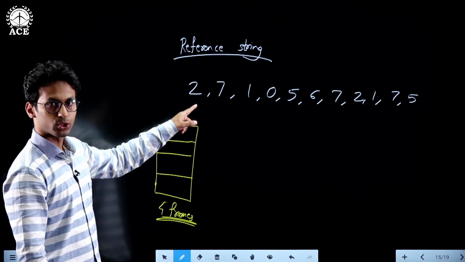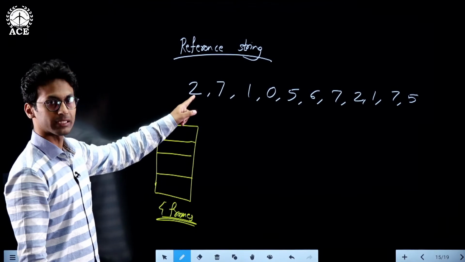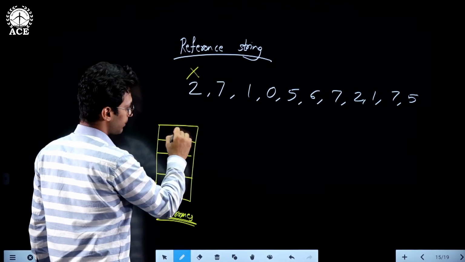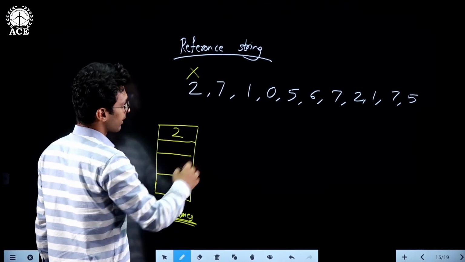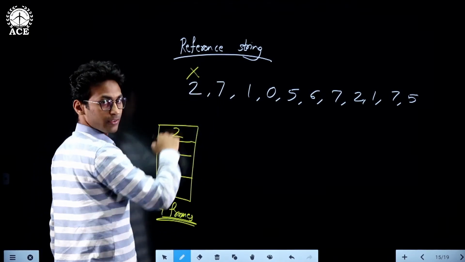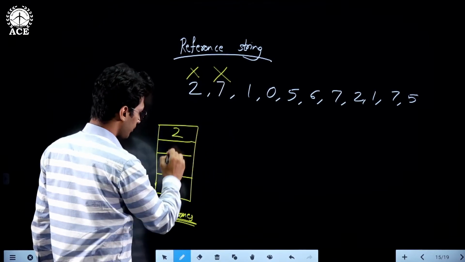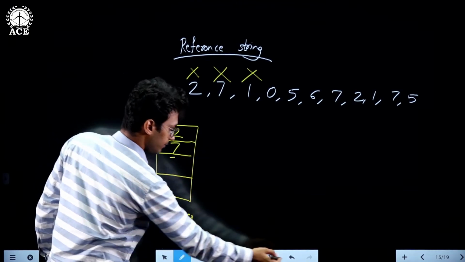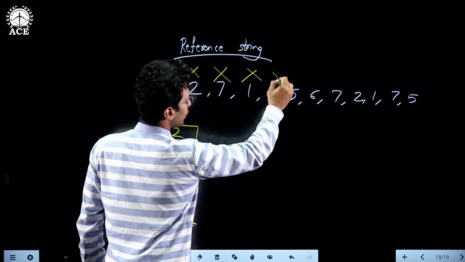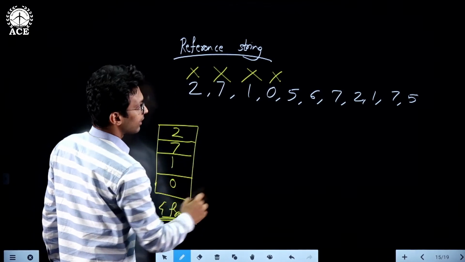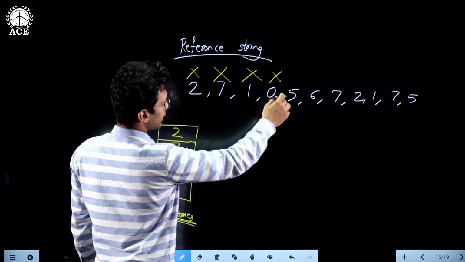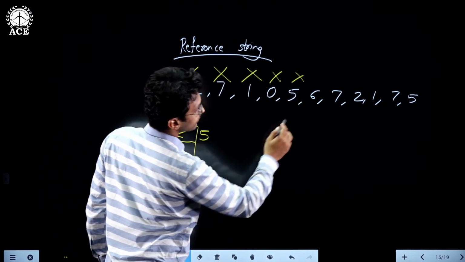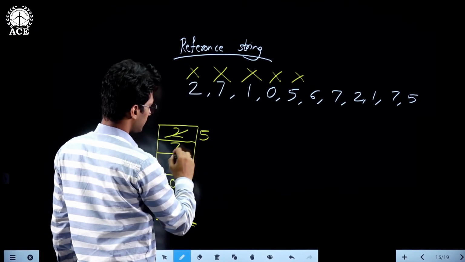You are referring to page 2. Is page 2 present? Not present, so it is a miss. You'll bring it into main memory. Now you are referring to page 7. Is page 7 present? No, not present. You'll bring it into main memory. Page 1, not present, you'll bring it here. Again 0, again a miss, you'll bring it here. Now 5. Is there 5? No, miss. So 2 came first, replace it with 5. Then 6. 6 is not there, so 6 goes here.